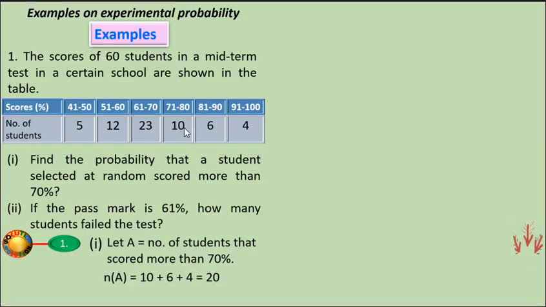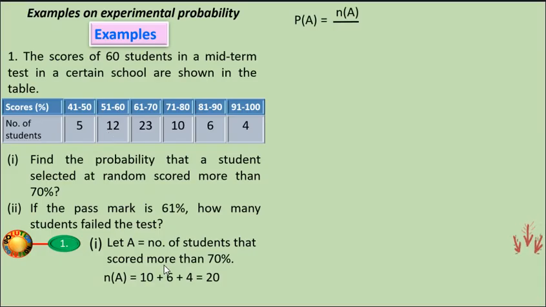Now, if the pass mark is 61%, then the number that fails should be the number that scored below 61, which is those who scored from 41 to 60, 5 and 12. So now you have that. These are the ones that failed. So the number that failed will also give us that.